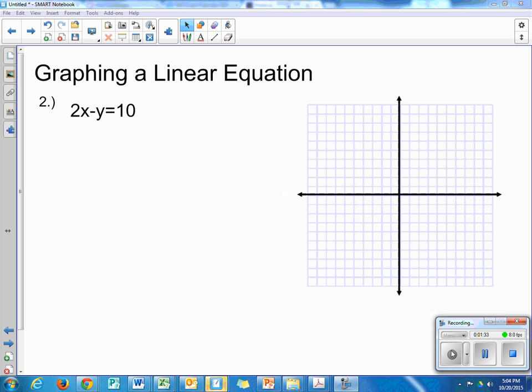Number 2, pause the video real quick and give it a shot and see if you can graph this. Come back in a few minutes, please. Okay, now that you have tried it out, this here is in standard form.